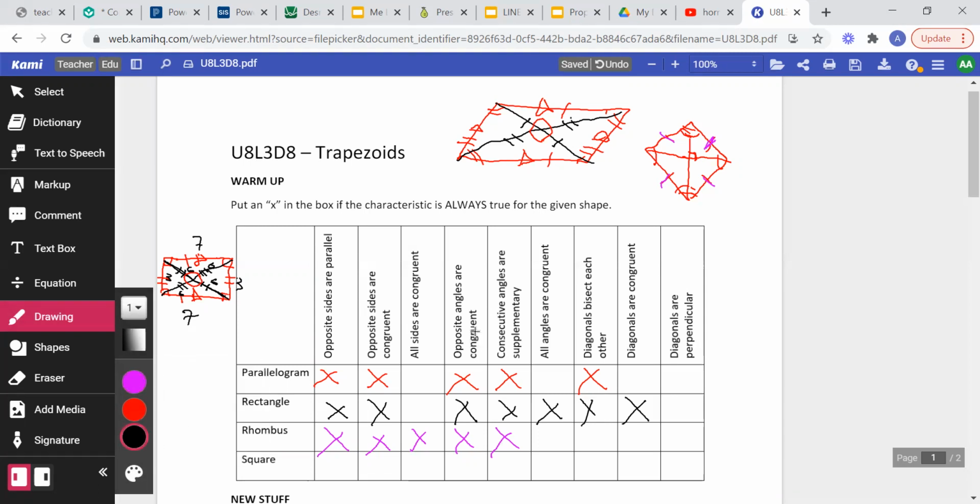Let me put the diagonals in another color entirely, okay? They cut each other and they form 90 degrees, okay? So she said yes.